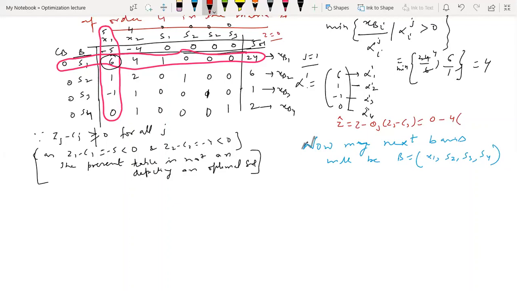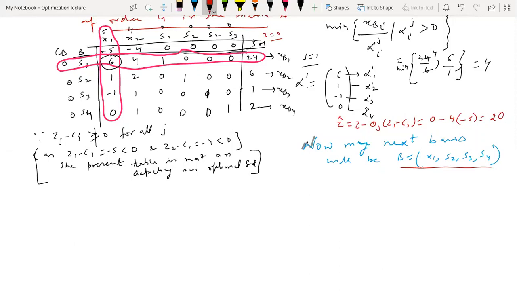Zj minus Cj is how much? I am entering the first one. So Z1 minus C1. So this is minus 5. So this value will be equal to 20. So initially I am at the present basic solution, I am having the value 0, and I am going to create a new basis with basic variables x1, s2, s3, s4 with the objective function value as 20. So I'm going to jump from 0 to 20.